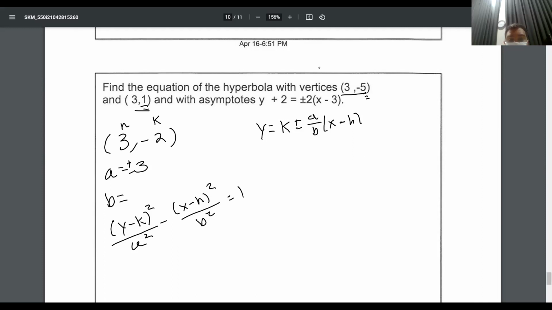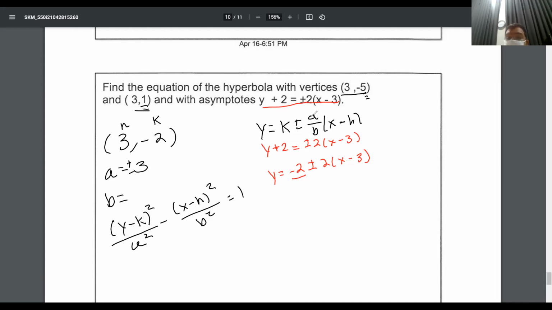We also have this thing right here. I'll do it in red. Y plus 2 equals plus or minus 2 times X minus 3. Now, the only thing that's annoying is that this 2 is here, so I'm just going to move it over here. So Y equals -2 plus or minus 2 times X minus 3. No, because this is 2 times all this stuff, so you can't just add them together like that. So I'm just going to put a -2 in front.